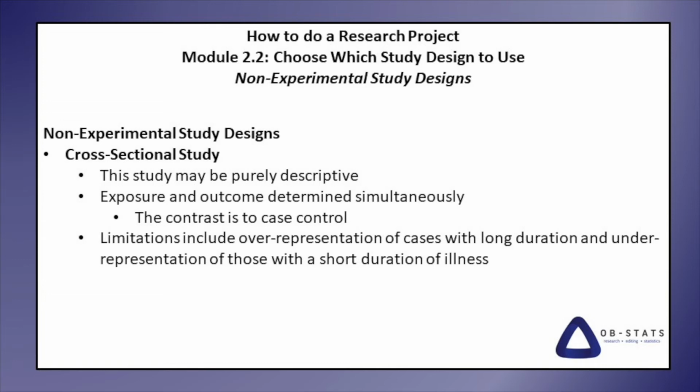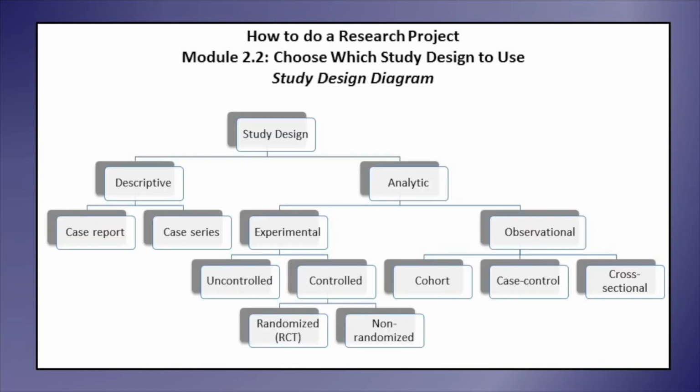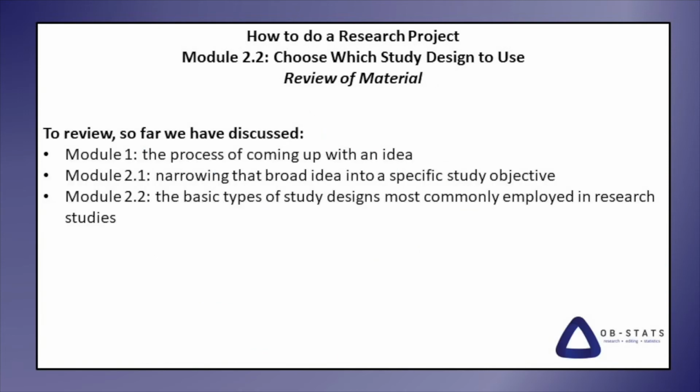Cohort studies and randomized controlled trials are study designs where the aim is always to find the etiology of a disease or condition. The limitation of this particular study is that it will overrepresent cases with long duration and underrepresent those with a short duration of illness. The following figure illustrates the options available when choosing a study design. To review, so far we have discussed Module 1, the process of coming up with an idea. Module 2.1, narrowing that broad idea into a specific study objective. Module 2.2, the basic types of study designs most commonly employed in research studies.